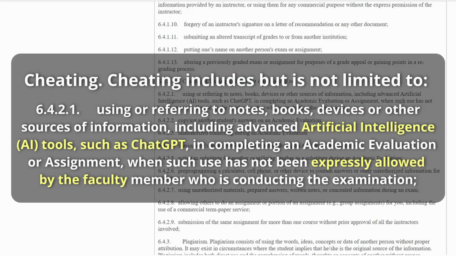So the students should have already received this information or have had it in freshman orientation, hopefully, but because things are changing so quickly, because this is evolving so rapidly, it's important to go over that policy. So here's an example of the policy that we have at my university. It states that cheating includes, but is not limited to, the use of referring to notes, books, devices, or other sources of information, including advanced artificial intelligence AI tools, such as ChatGPT, in completing an academic evaluation or assignment, when such use has not been expressly allowed by the faculty member who is conducting the examination.